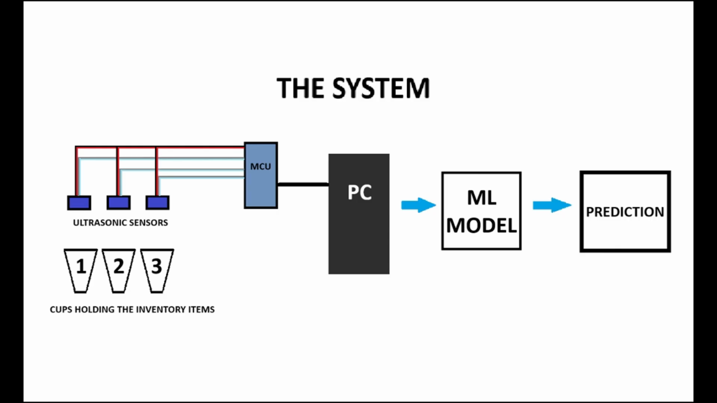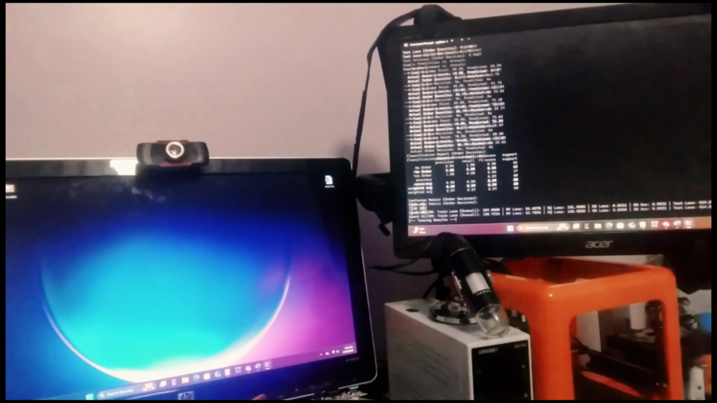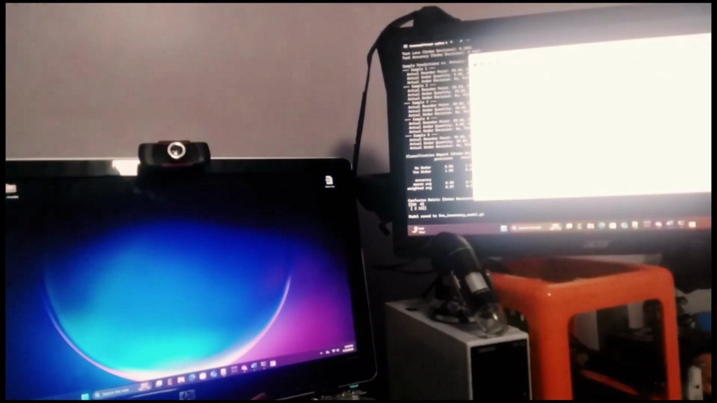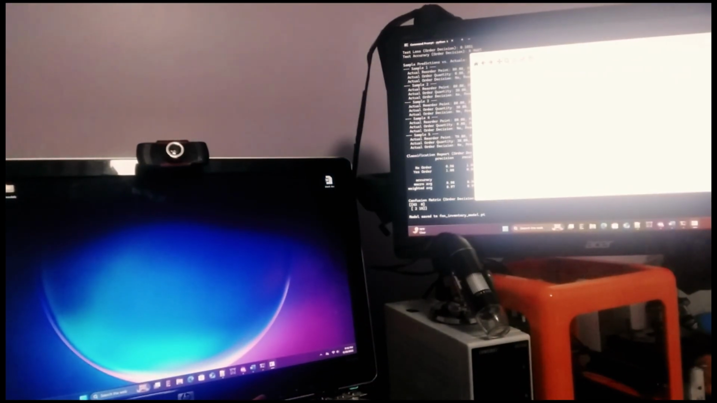So this data is being fed to the MCU, and then the MCU provides feedback to the computer. Then the computer is running the prediction model, and this will basically loop continuous reading of the sensors to the prediction model. First, the model begins training using the data set, and it is fairly quick because it's only numerical data.